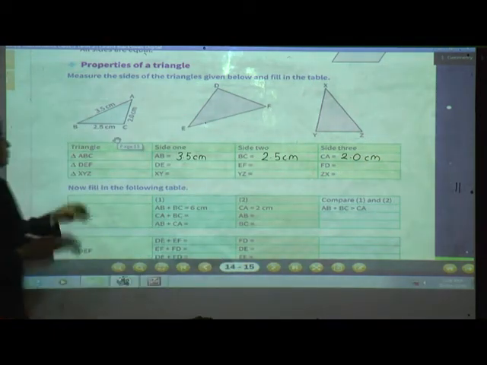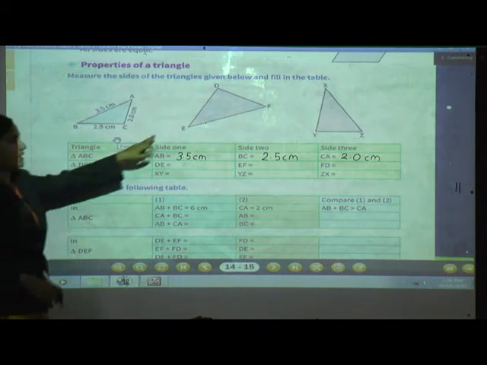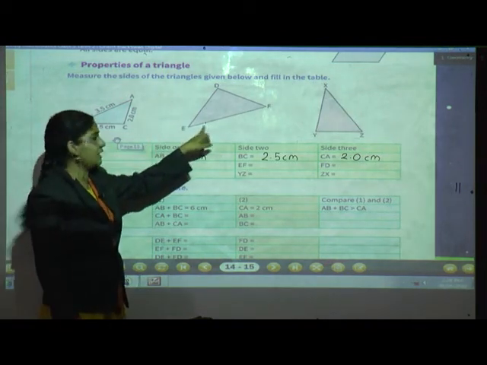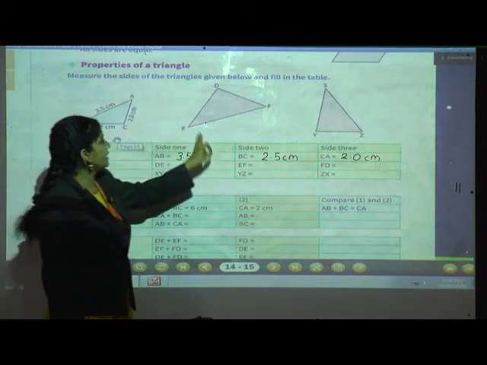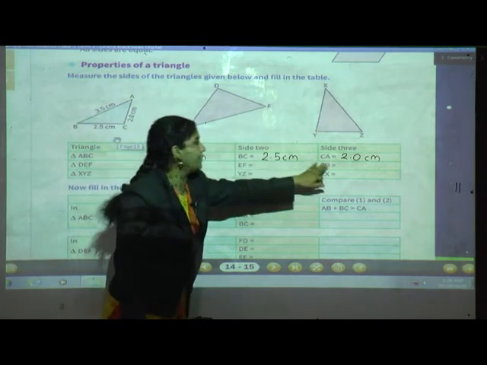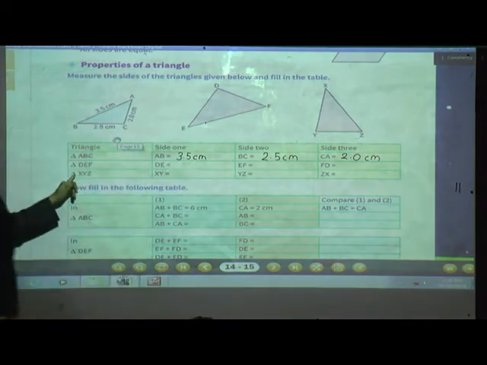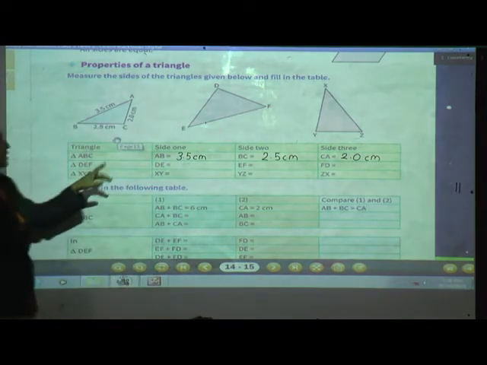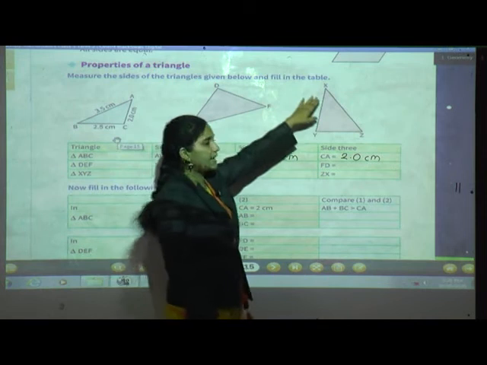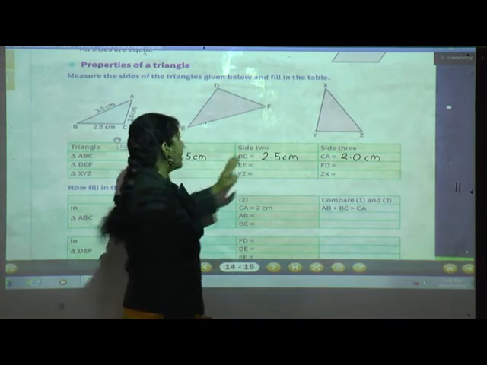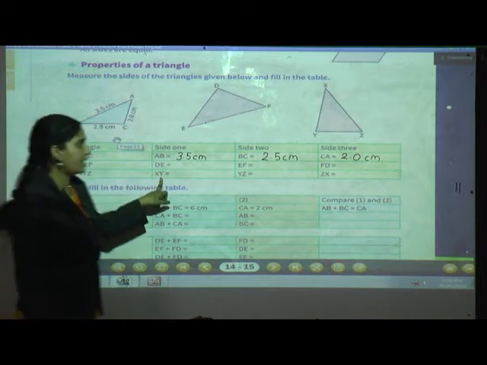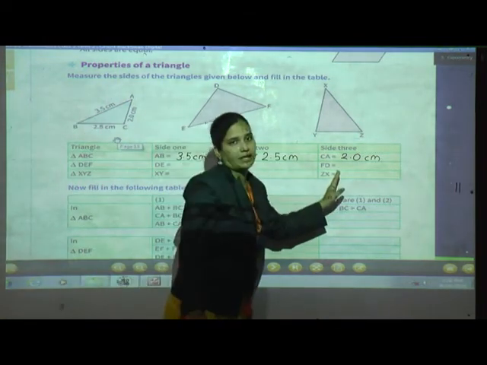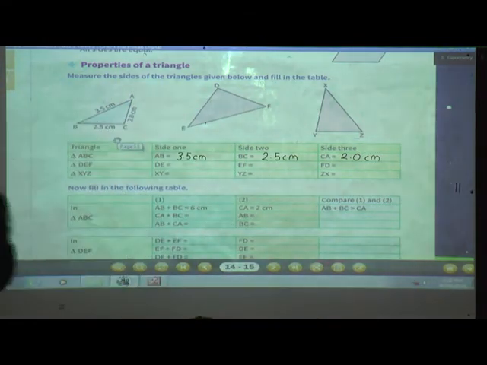Like this you have to measure triangle DEF with the help of a scale and write the measurement of DE, EF and FD here. Again in triangle XYZ just measure the sides with the help of a scale and fill the table. Write the measurement of XY, YZ and ZX. So we'll see next one.